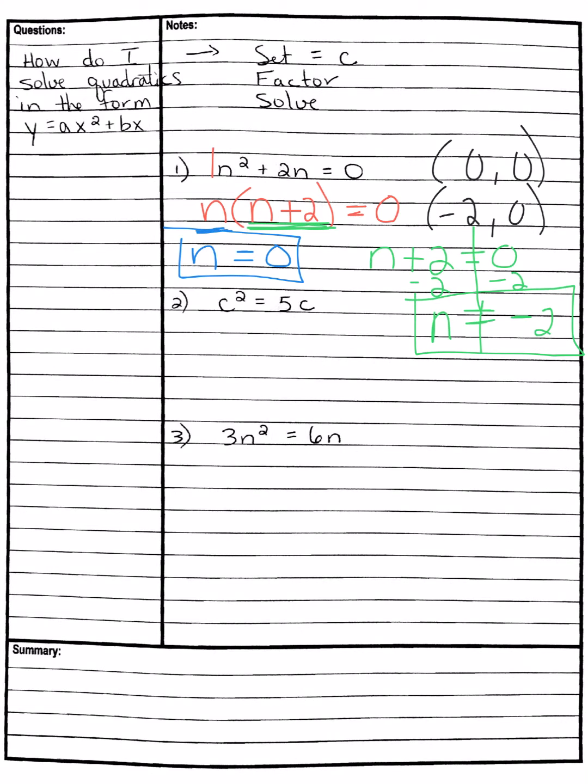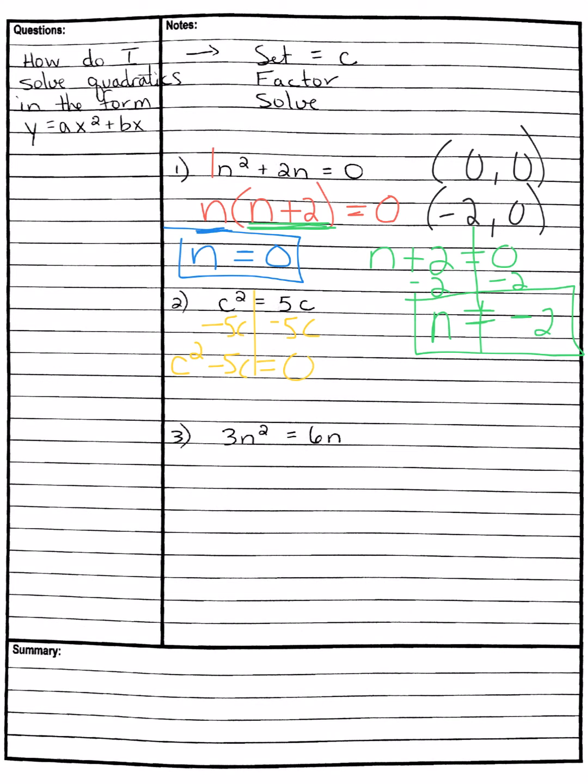So let's look at number 2. What do you think would be important on number 2 first before I can start factoring? We need to get it equal to 0. So I'm going to move my 5c to the other side. So we have c squared minus 5c equals 0. Now we're ready to factor. Remember when we're factoring here, we want it equal to 0.